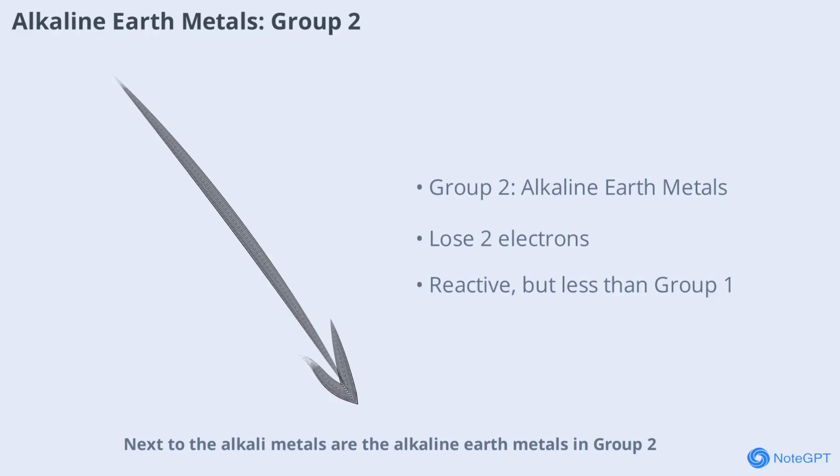Next to the alkali metals are the alkaline earth metals in Group 2. These elements are also reactive, but they need to lose two electrons to reach stability. Their chemistry is a bit less dramatic than the alkali metals, but they're still essential in everything from fireworks to bones.